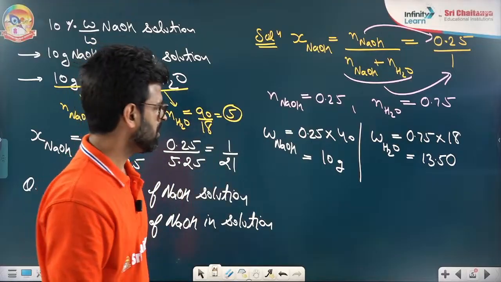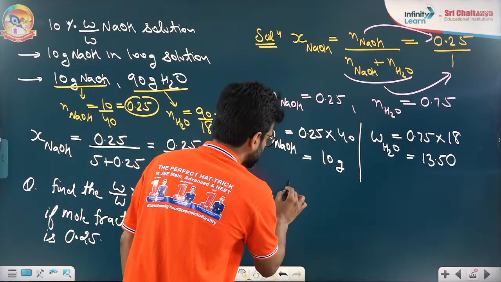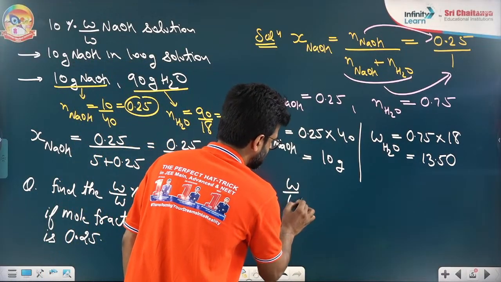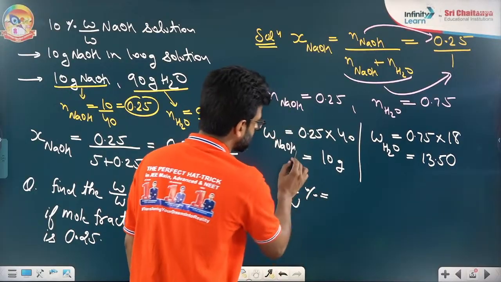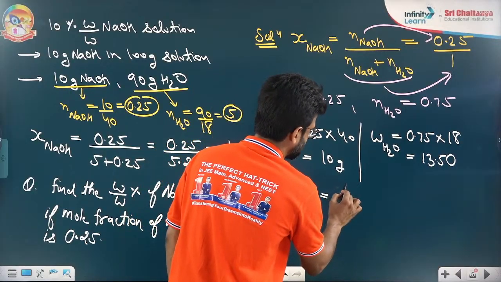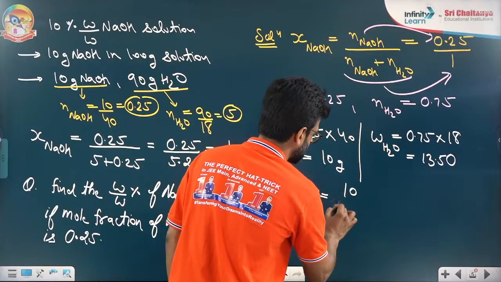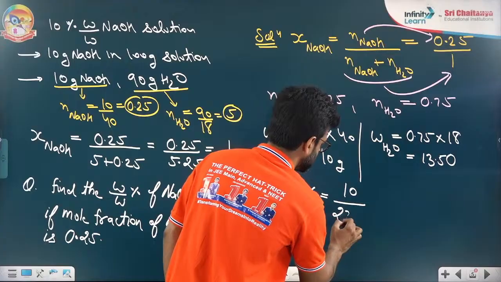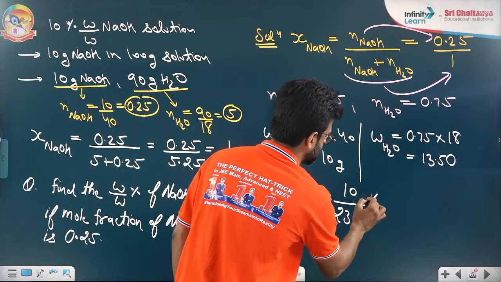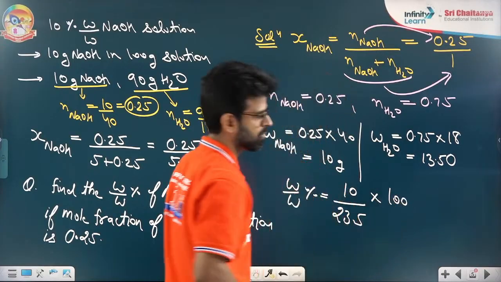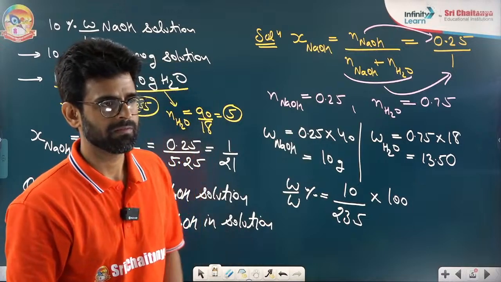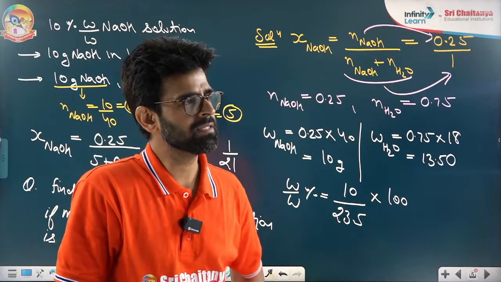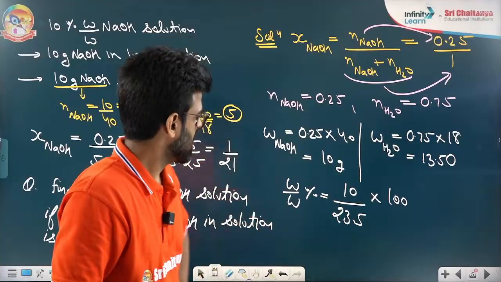So now I want to find the weight by weight percentage. I can say 10 gram is weight of NaOH, and total weight is 10 gram plus 13.5. How much coming? 23.5 gram into 100. So whatever came from here, we are just moving the reverse way. We are just moving the reverse way, right? Okay.